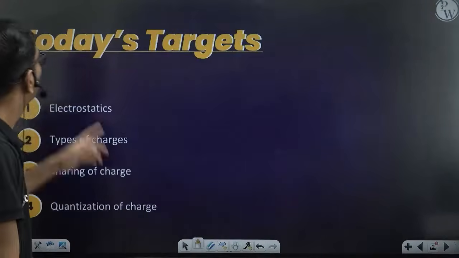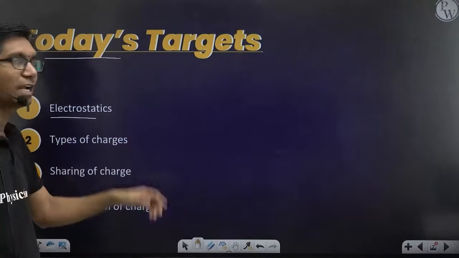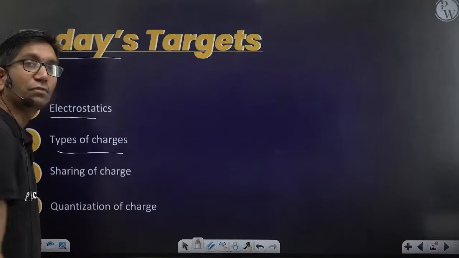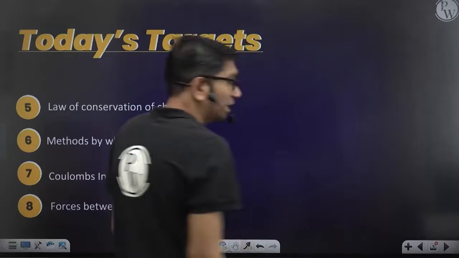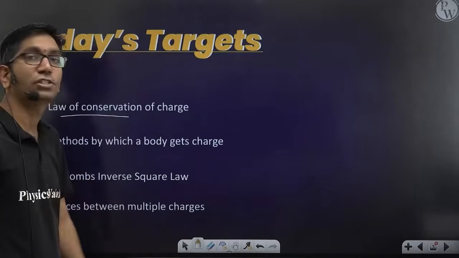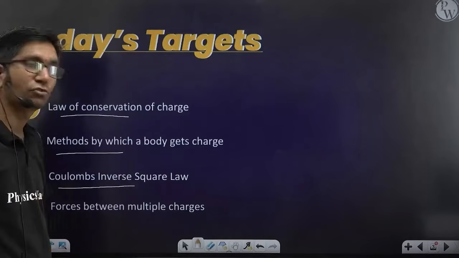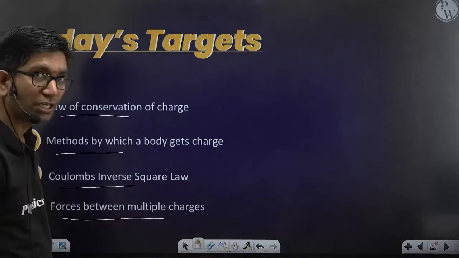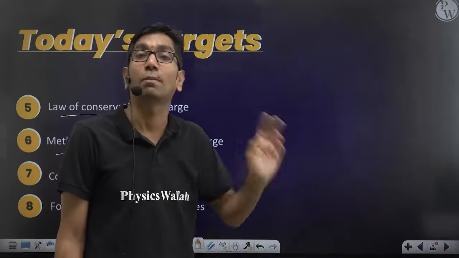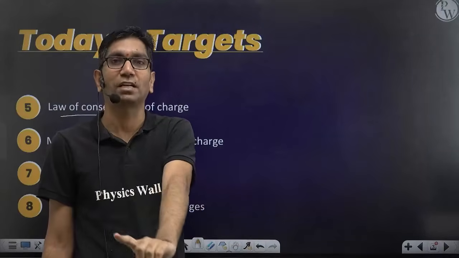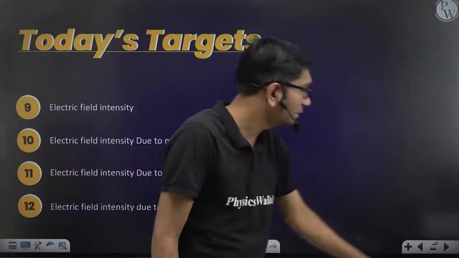Today we are going to cover all these topics: what exactly electrostatics is called, types of charges, sharing of charge, quantization of charge, law of conservation of charge, methods by which a body gets charged, Coulomb's inverse square law, and force between multiple charges. I am also going to tell you the tricks: which formula to apply where, and in which condition. So just listen carefully.